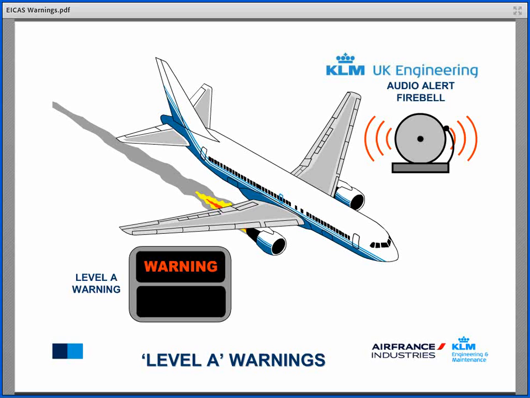Now we have a level A warning, which is the most serious. In this instance, we have an engine fire, which is a very nasty situation to be in. The engine fire is going to give us a red warning caption on the glare shield attention getter, and you also get a fire bell.